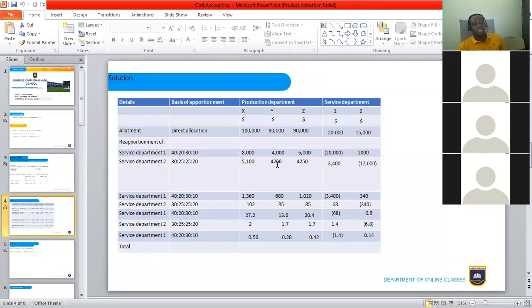Okay. Then the same thing. Z, I think it's also 25. So we are getting the same answer. Is that not it? All right. We are getting the same answer, which is 4,250. Okay. Now, let's move on to service department 1.